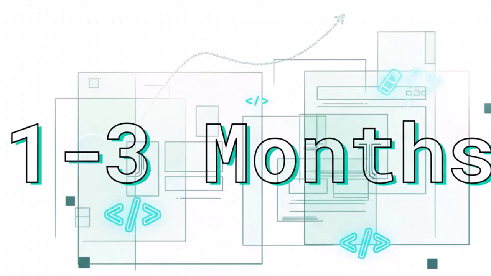And here's a little motivation for you. If you practice consistently, you can get a really solid grasp of CSS and be building some seriously impressive websites in just 1 to 3 months. It's an incredibly achievable goal. You can totally do this.